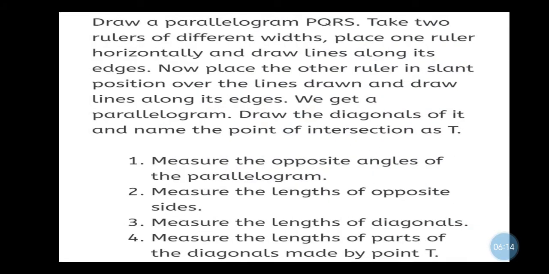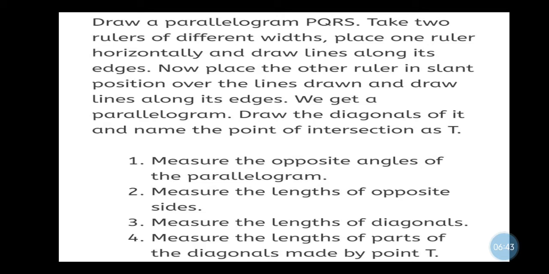Now, the next activity based on parallelogram. Draw parallelogram PQRS. Take two rulers of different widths, place one ruler horizontally and draw lines along its edges. Now place the other ruler in a slant position over the lines drawn and draw lines along its edges. We get a parallelogram. Draw the diagonals of it and name the point of intersection as T.